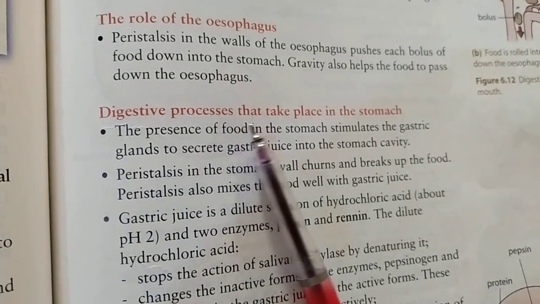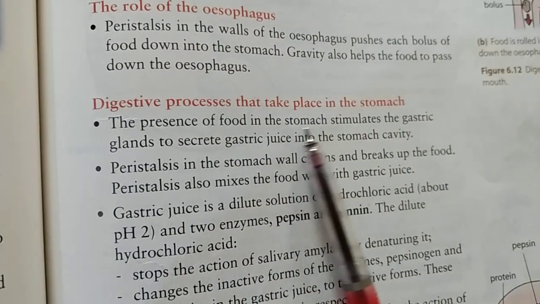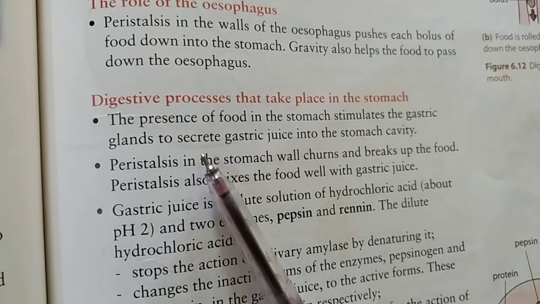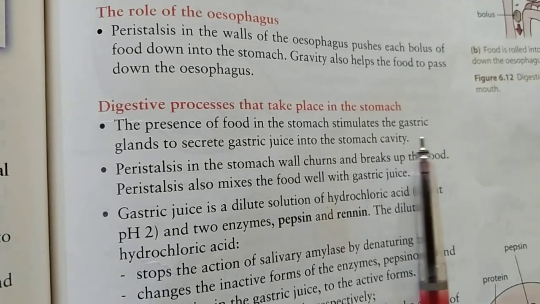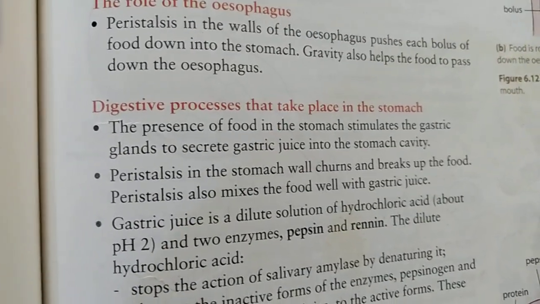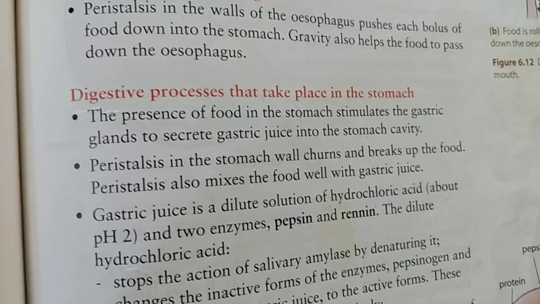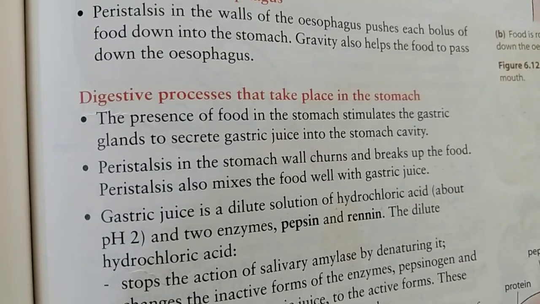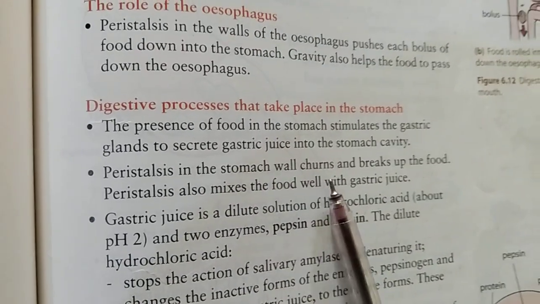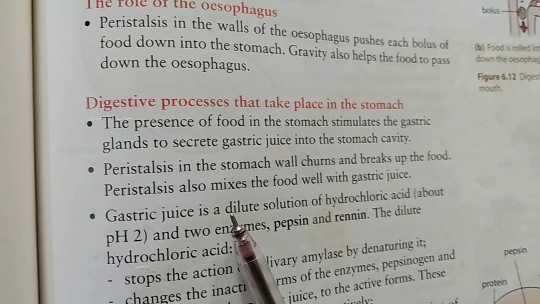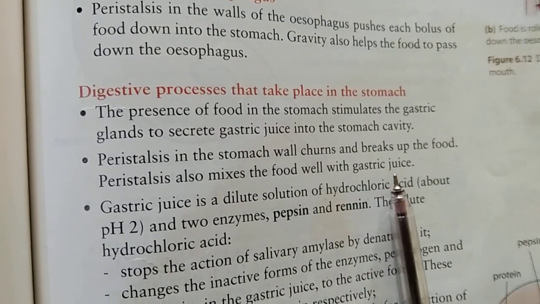Digestive processes that take place in the stomach. The presence of food in the stomach stimulates the gastric glands to secrete gastric juice into the stomach cavity. Peristalsis in the stomach wall churns and breaks up the food. Peristalsis also mixes the food well with gastric juice.